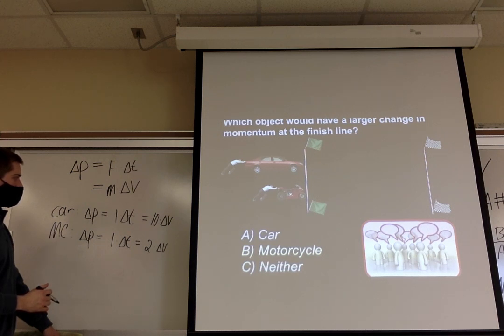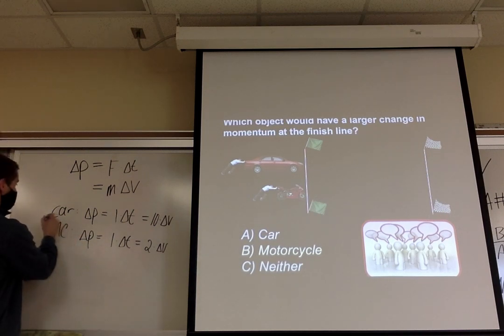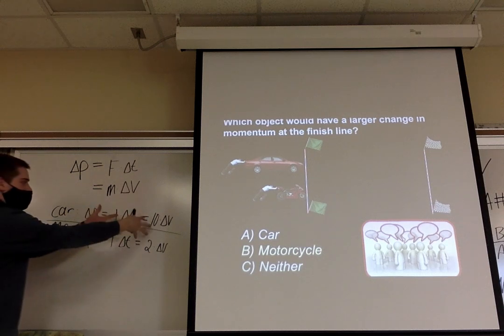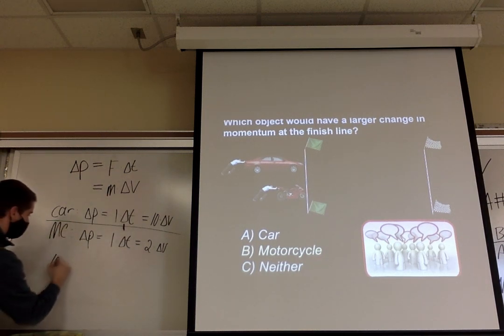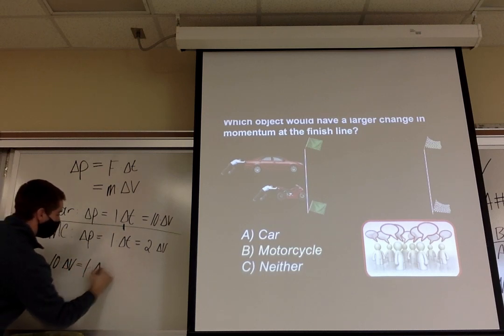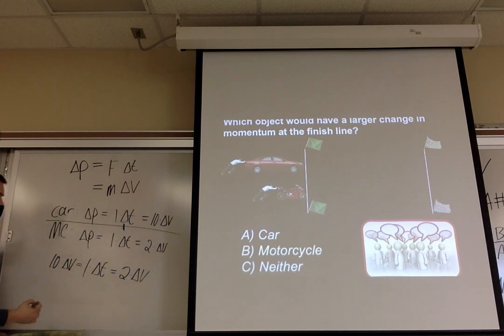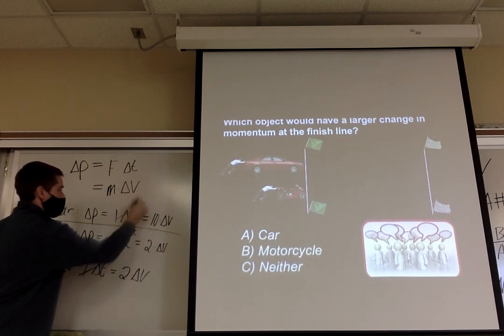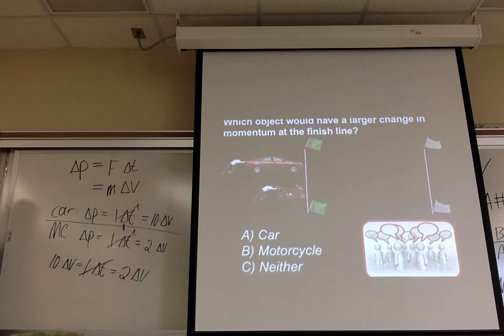So if we have these two equations, one for the car, one for the motorcycle, do you see a way that these can be compared to each other? The car has 10 times delta V equals 1 times delta T. 1 times delta T is the same value for the motorcycle, which is 2 times delta V. So you can just get rid of the middle. If two equations are exactly equal, say this is x, and this is also x, that means these are equal to each other. What does that mean? Is the question asking us which has a greater change in velocity? What is it asking us? Change in momentum.